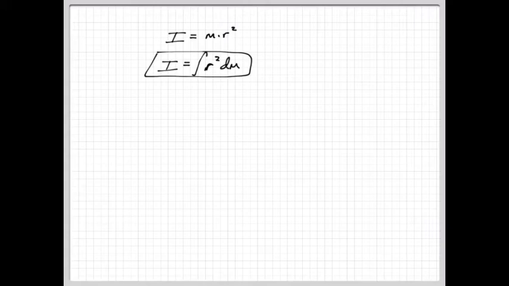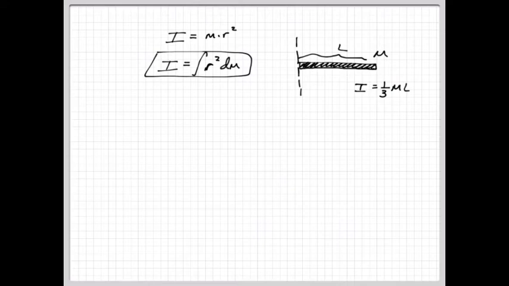So for example, you might be asked, and I've seen this on a free response question, they want you to confirm that if you've got a rod of uniform density of length L and mass M, and it's rotating about its end, they want you to confirm, showing all the steps, that the moment of inertia is 1/3 ML squared. So how do you go about doing that?